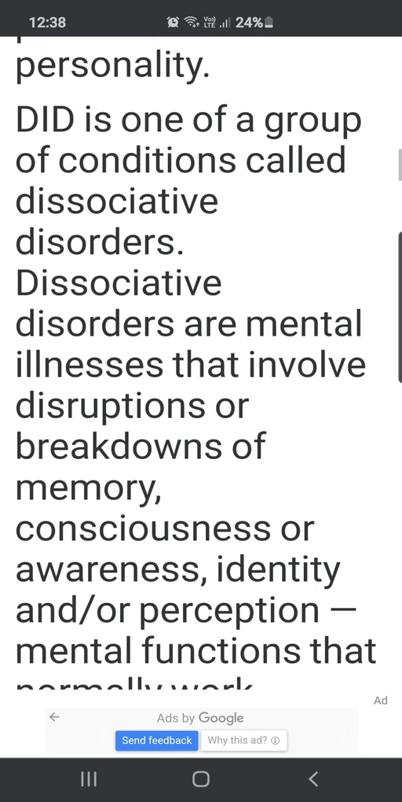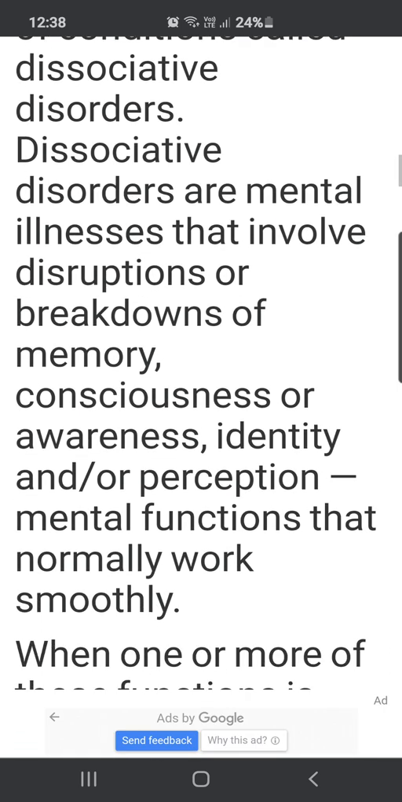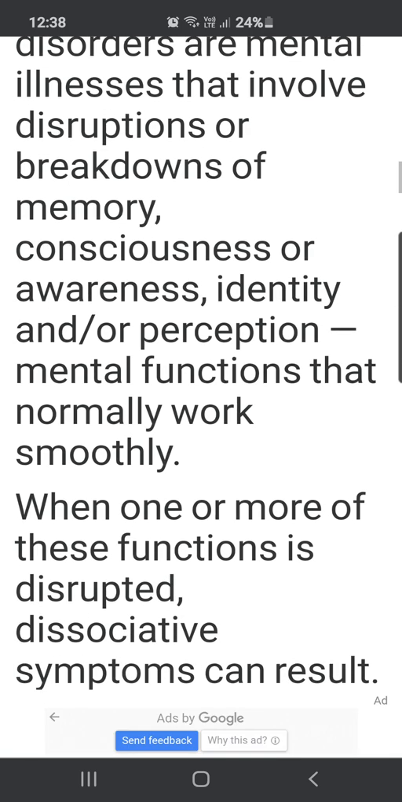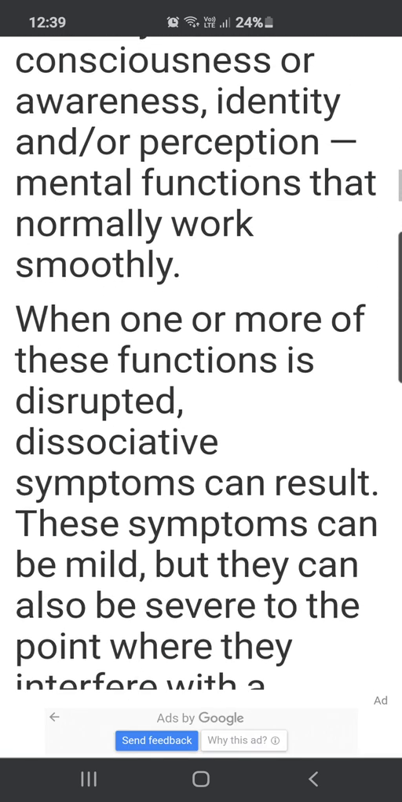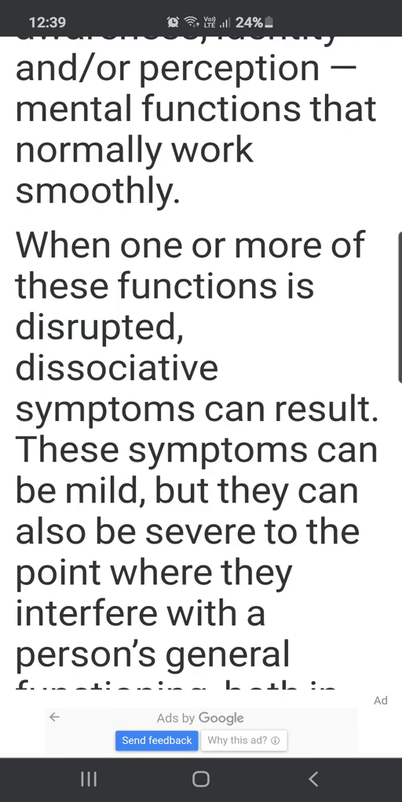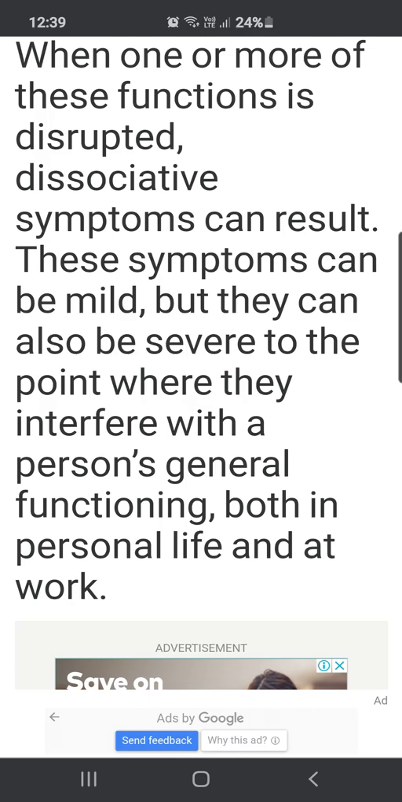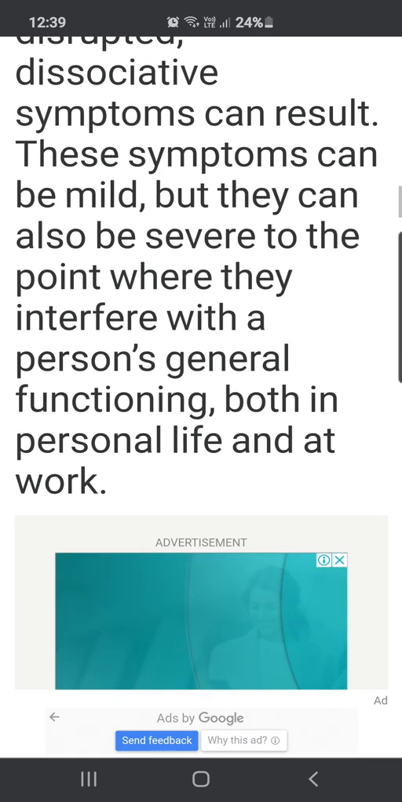Dissociative disorders are mental illnesses that involve disruptions or breakdowns of memory, consciousness, awareness, identity, or perception, which normally work smoothly. When one or more of these functions is disrupted, dissociative symptoms can result. These symptoms can be mild, but they can also be severe to the point where they interfere with the person's general functioning in both personal life and at work.